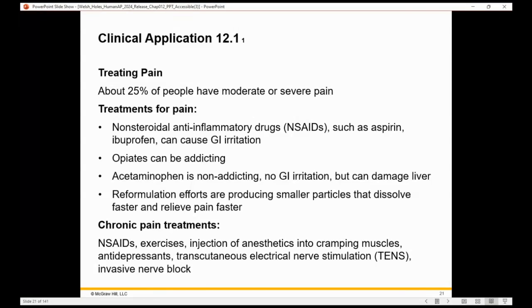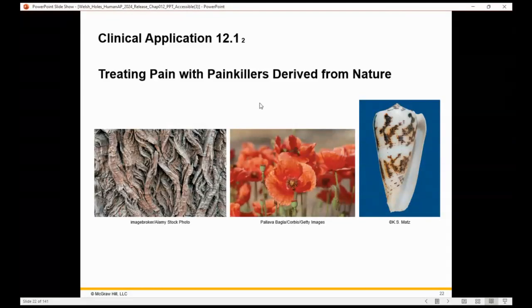Chronic pain treatments include NSAIDs, exercises, injection of anesthetics into cramping muscles, antidepressants, transcutaneous electrical nerve stimulation, and invasive nerve block. This shows where we get some of our painkillers from nature, like the willow tree, poppy, and certain shells.